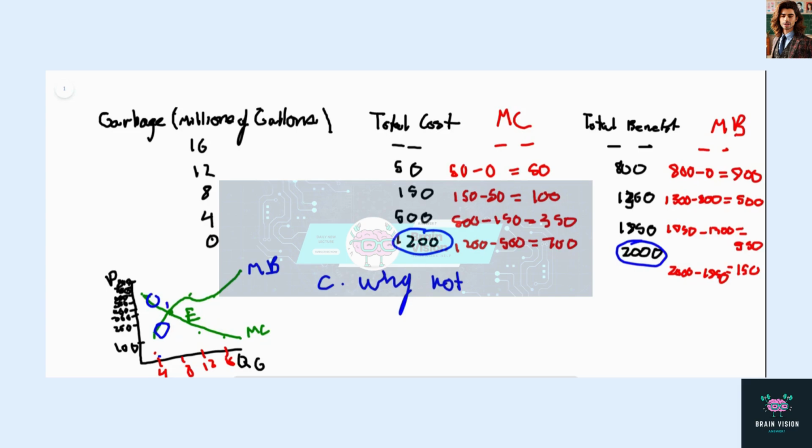And so we stop production here, which is at the marginal cost equals marginal benefit point.